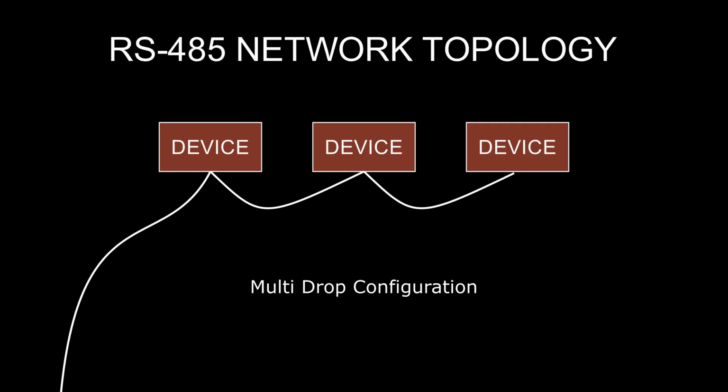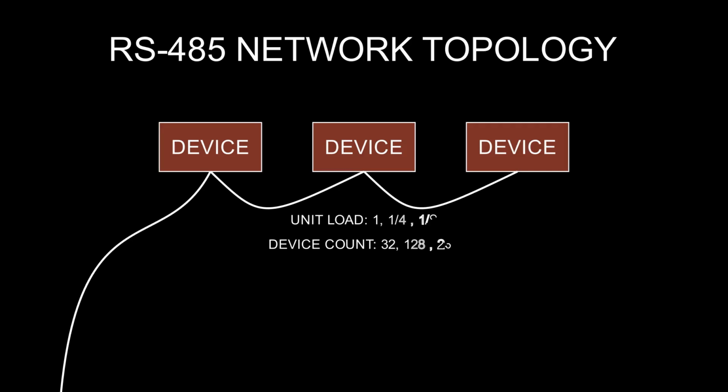The RS-485 standard supports up to 32 devices on a bus segment, with each device representing 1 UL, typically 12 kiloohms. Please note how the number of devices increases as the unit load reduces.